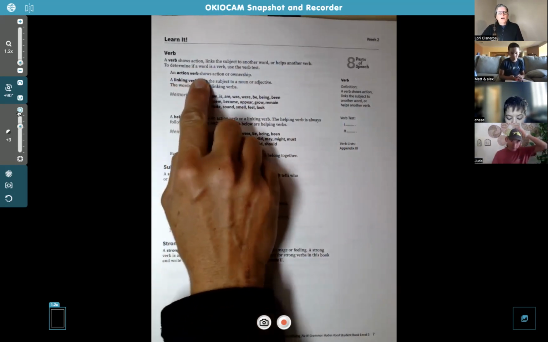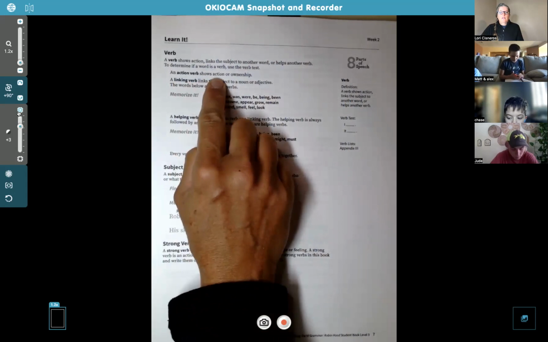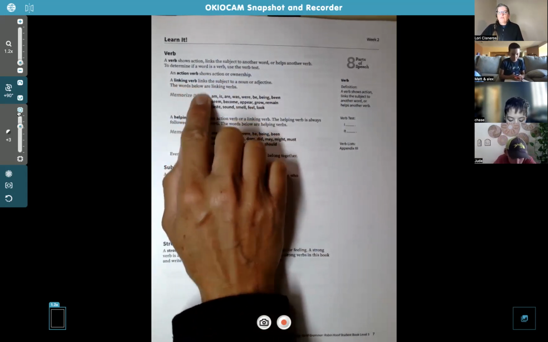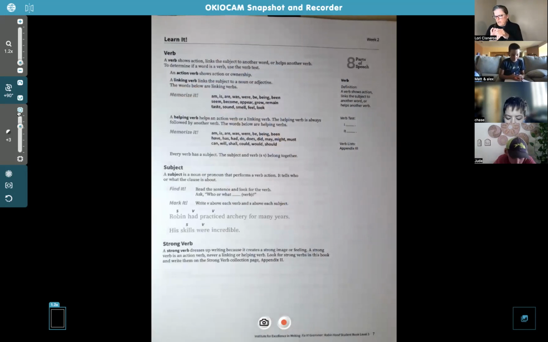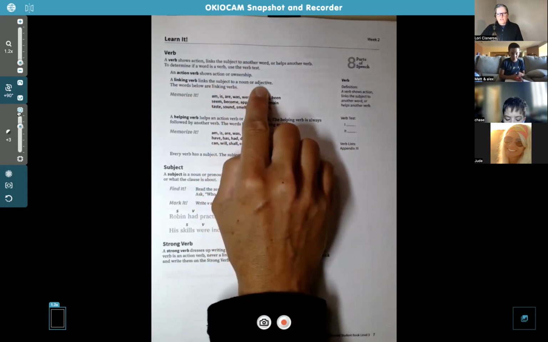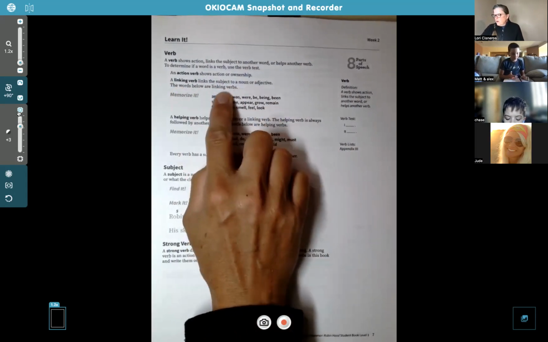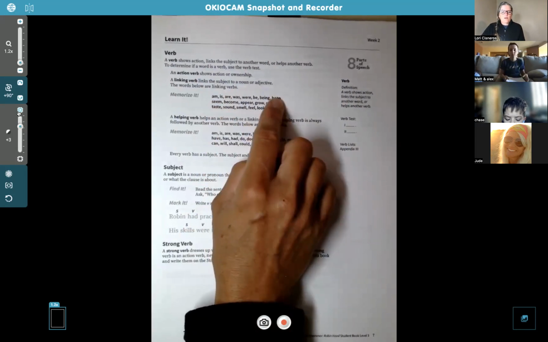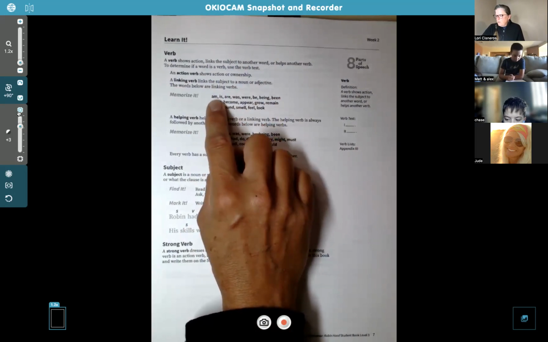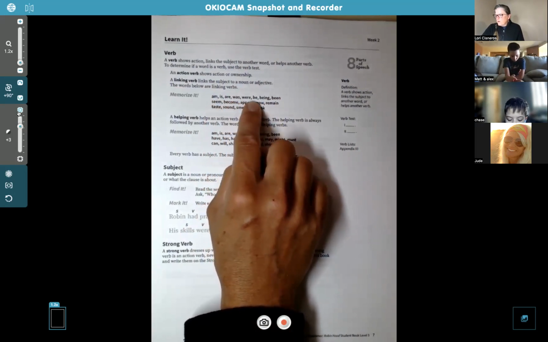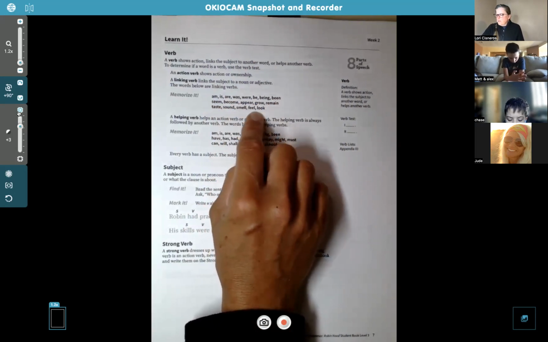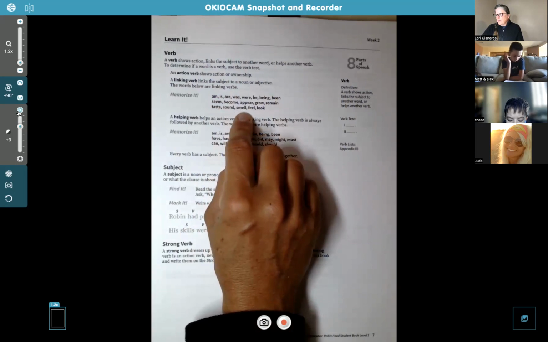So an action word obviously shows action or ownership. A linking verb. Think of a chain with links on it. It's linking together the subject to a noun or an adjective. And this is the word list of all of the linking verbs that we have in English. Am, is, are, was, were, be, being, been, all of those right there in that little list. Those are called linking verbs.